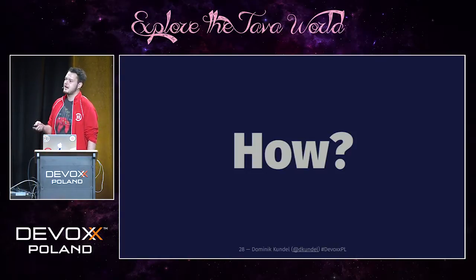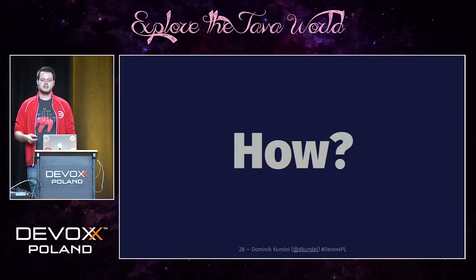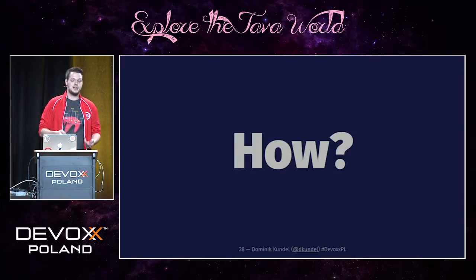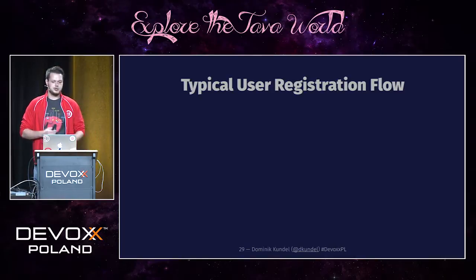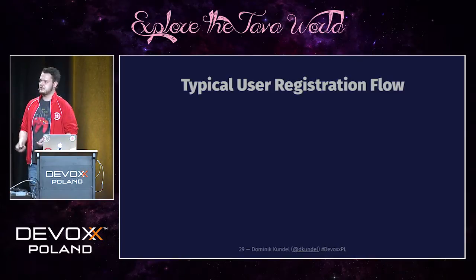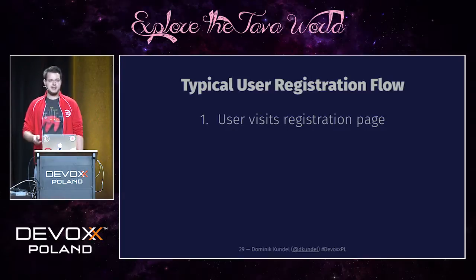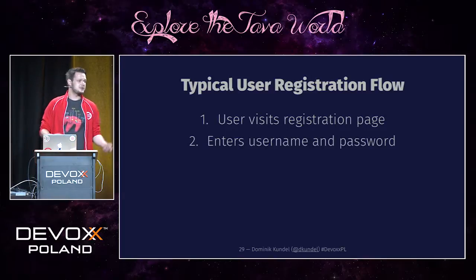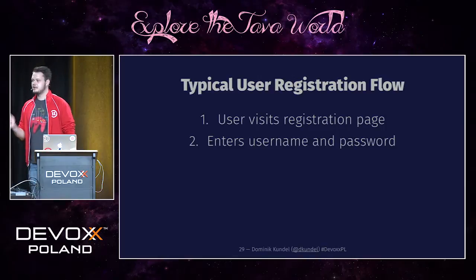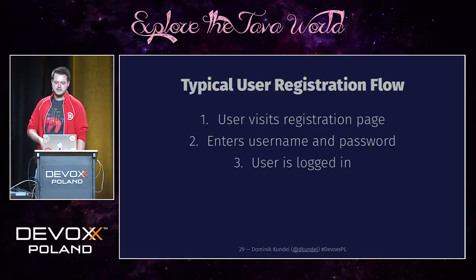But before we do that, let's take a quick look at the typical user flow without two-factor authentication. When a user typically visits your site, the first thing they do is go to the registration page. And there they need to come up with a username and a password. They might have to provide additional information, but these are the core pieces that you need. And then the user is logged in, easy as that.